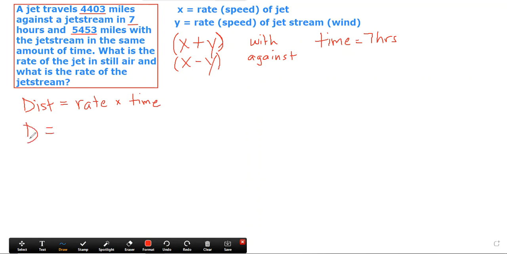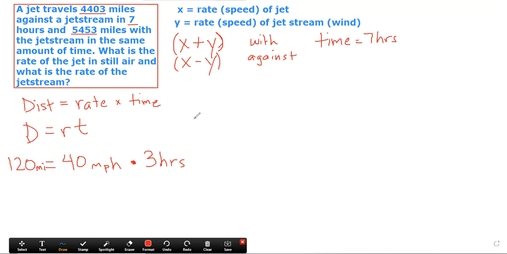Distance equals rate times time. This is true for anything. If I want to find out, let's say I'm traveling at 40 miles per hour for 3 hours, I could calculate that I've driven 120 miles. So we can use it for any situation.